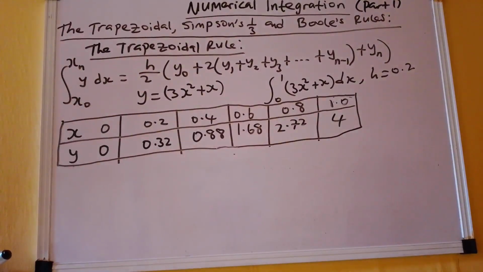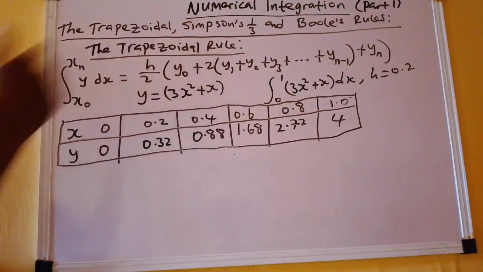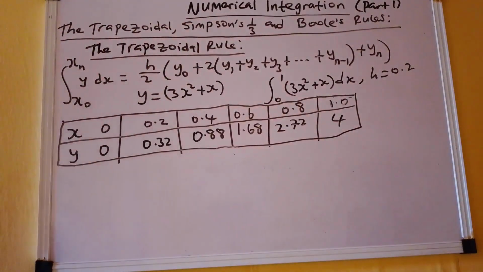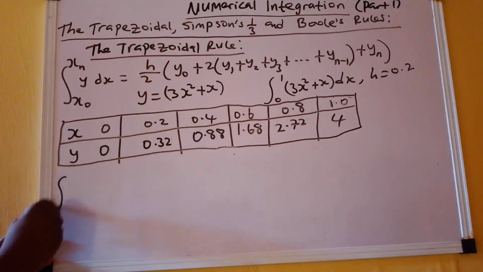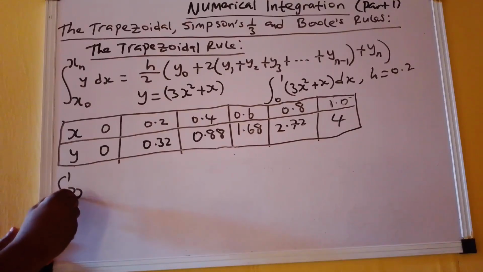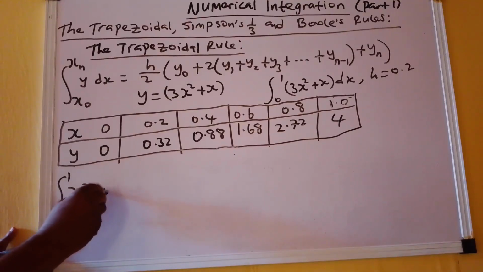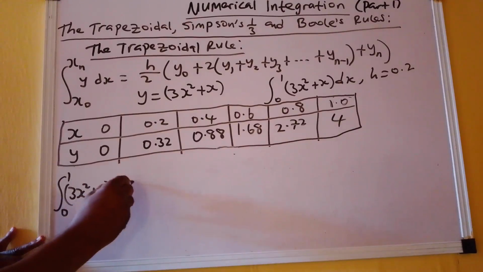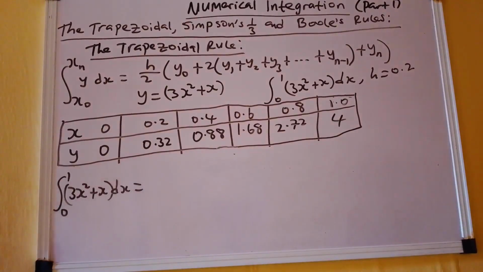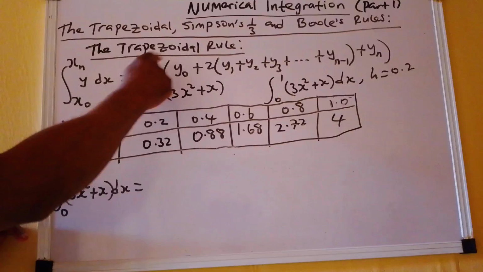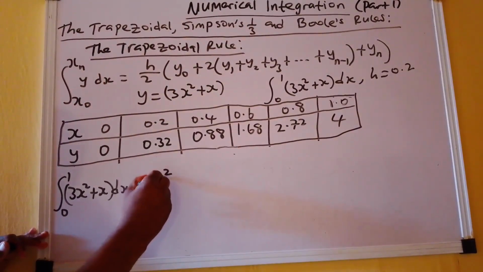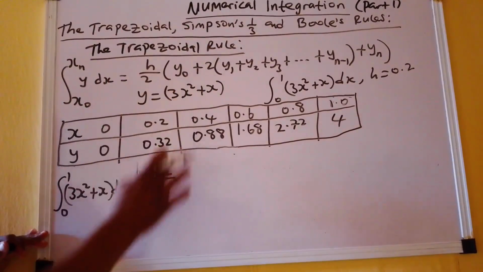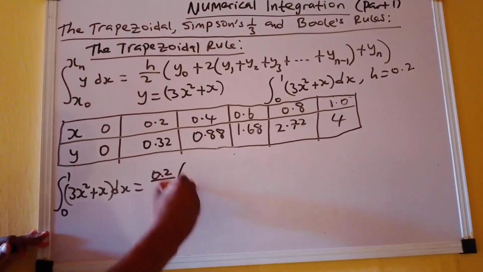Then the next thing now is to carry out our integration using the trapezoidal rule. Now using the trapezoidal rule, the integral from 0 to 1 of 3x squared plus x dx will be equal to, look at the way this formula is applied. What is our h? Our h is 0.2. So you have 0.2 all over 2. Then you open your bracket.